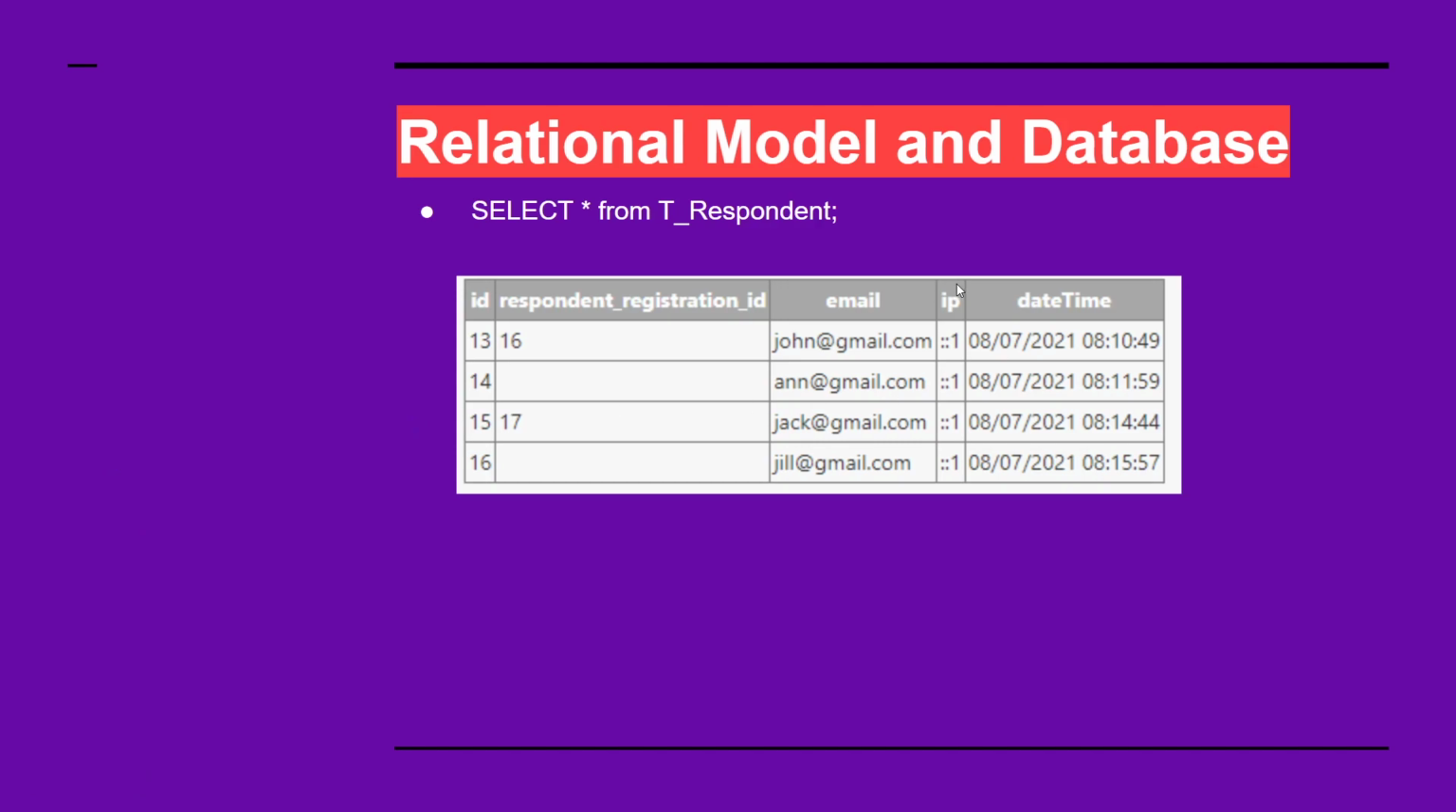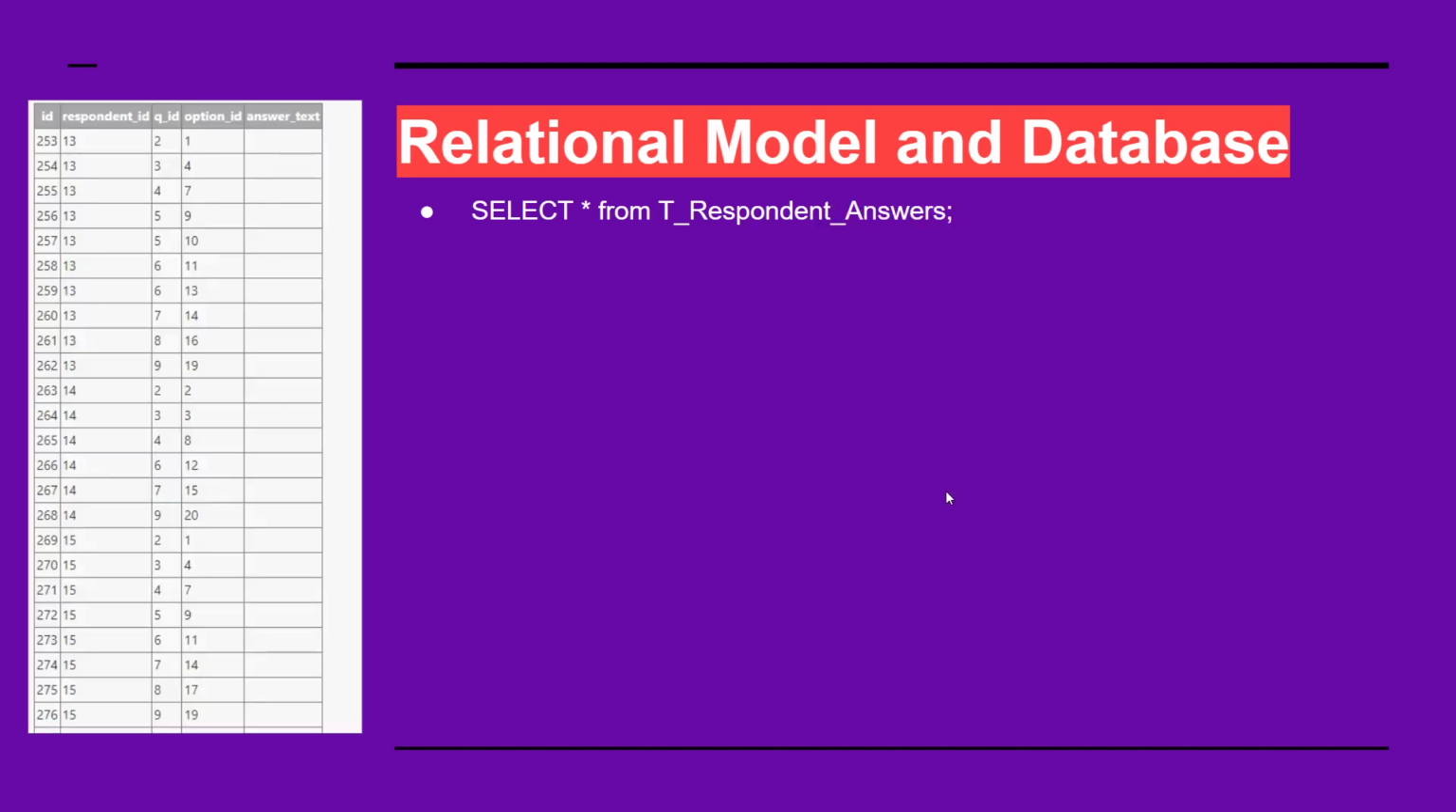Now here you see the IP address as ::1. That is because this data is collected in the local host, but when this is running in a live system, this will capture the correct IP address of the end user. Then the user, the respondent will provide answers.